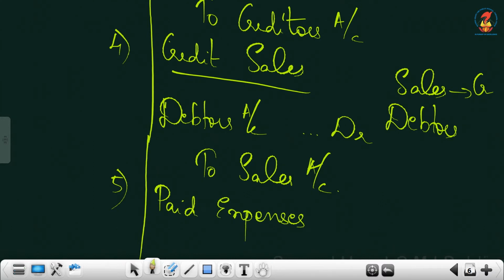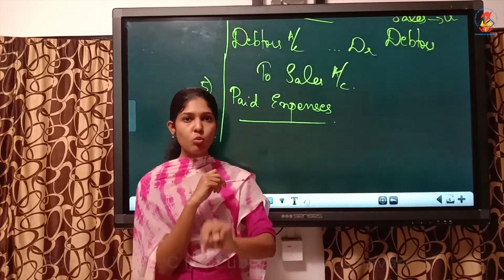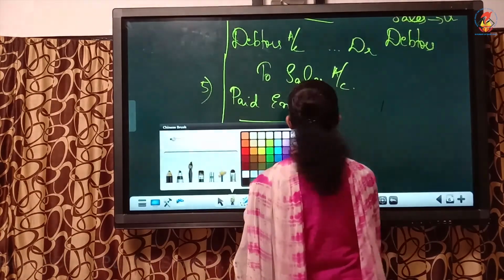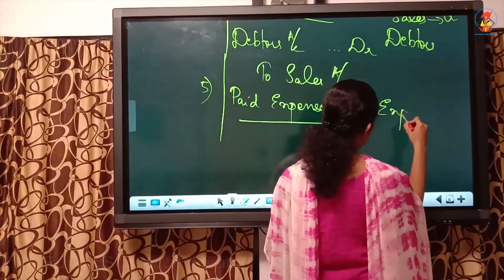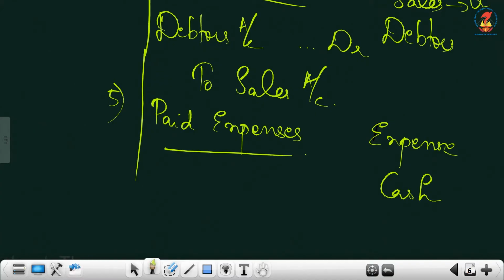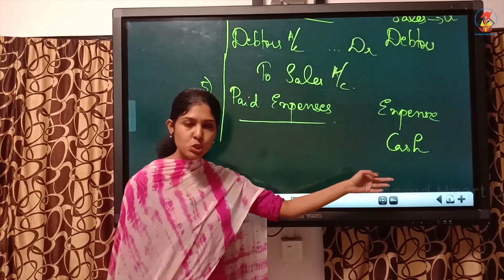Next one, paid expenses. Yes. So which are the two items? Suppose you take it as paid salary. Which are the two items? One will be salary. Instead of salary, we will just write it as expense now. So one is expense, or if it is specified as salary, you can write it as salary. The other one is cash, because when you pay something, what is going out? It is the cash moving out.